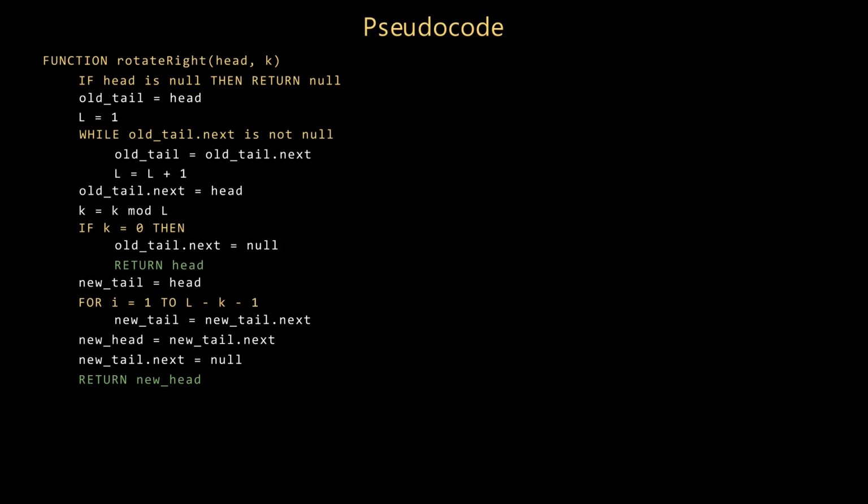The pseudocode walks from the head to find the length L and the last node, points that tail back at the head to form a ring, replaces k with k modulo L, handles the zero case by reopening the ring, then walks L minus k minus 1 steps from the head to find the new tail, breaks the link after it so the new head leads a normal list again, and returns that new head.